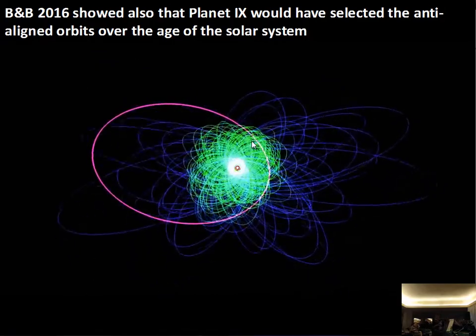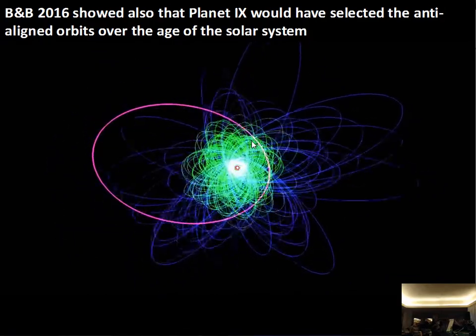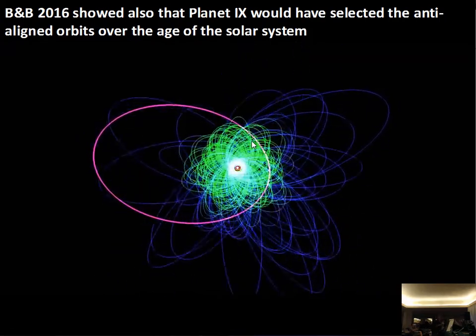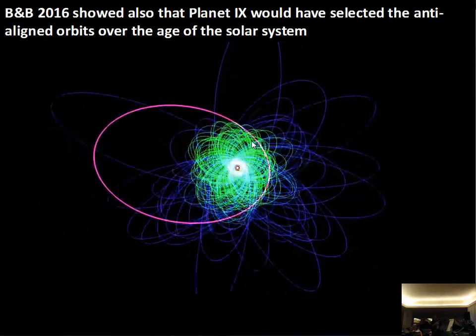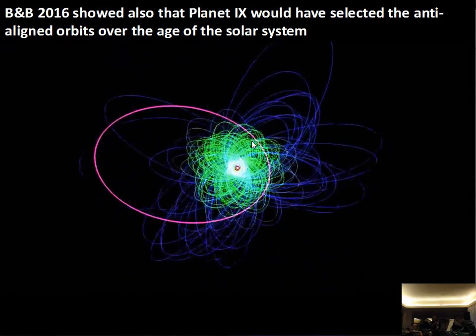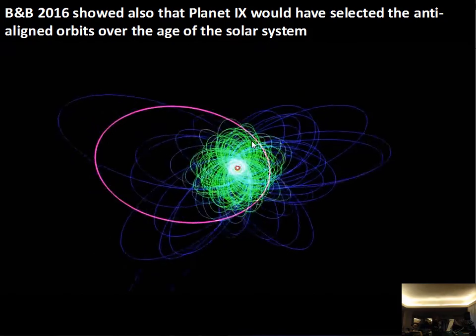This movie is rather long, and also with the lights on, you don't see it very much. So we pass on for the sake of time. But believe me that at the end of 4 billion years of simulations, all the elongated orbits are on this side and there are none on the side of the planet.